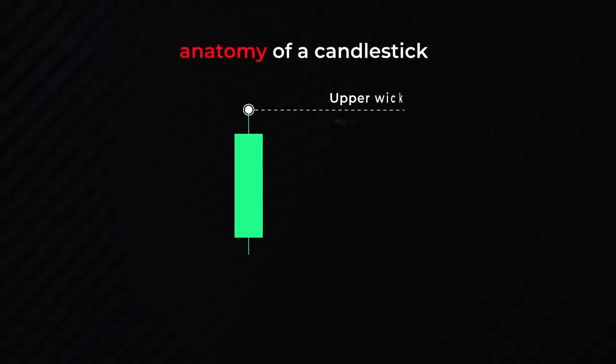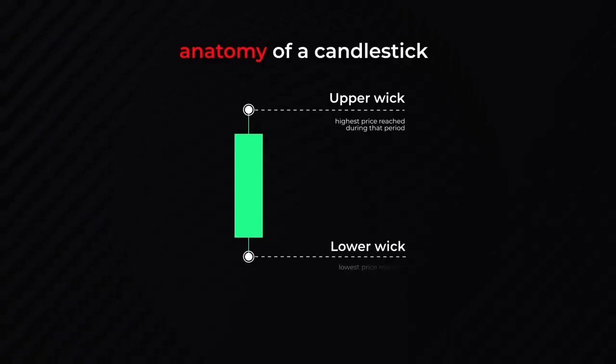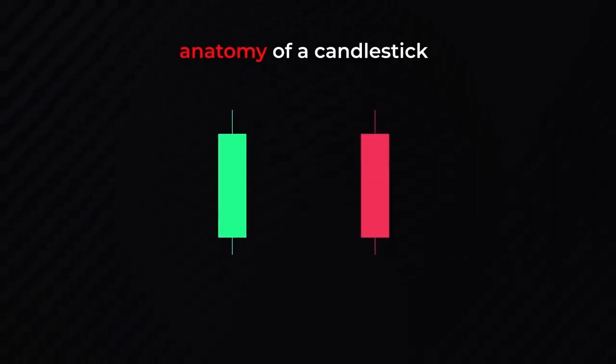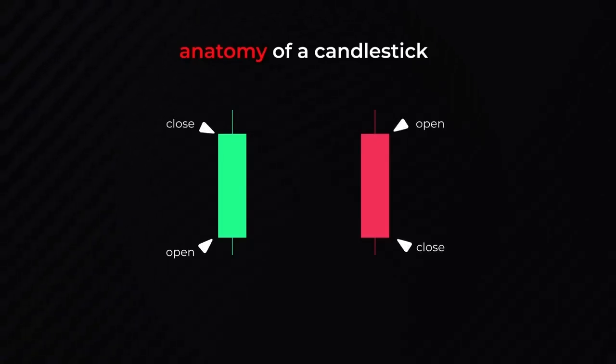A single candlestick consists of two parts: the wick, also called the shadows, and the body. The end of the upper wick shows the highest price reached during that period, while the end of the lower wick shows the lowest price reached during that period. For the candle's body, however, things are a bit different. On a green candle, the bottom of the body shows the opening price for that period, and the top shows the closing price. For a red candle, it's the opposite. The top shows the opening price, and the bottom shows the closing price.